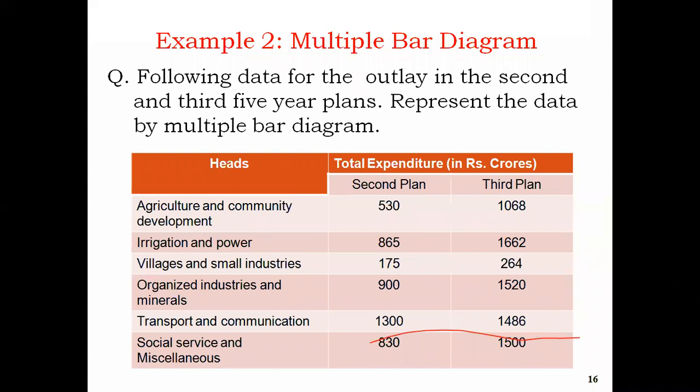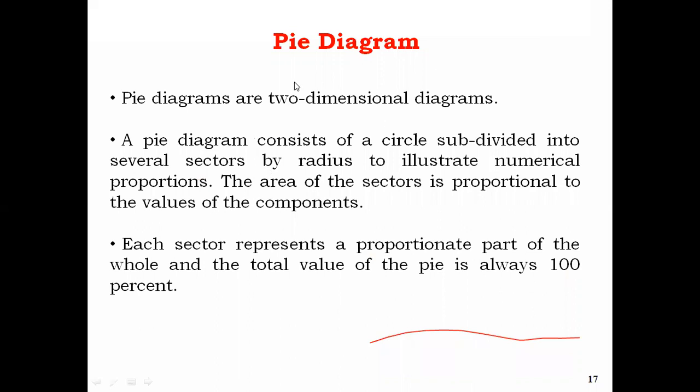Then next we are coming to the pie diagram. We all know this is a circle. These pie diagrams are 2-dimensional diagrams, and a pie diagram consists of a circle subdivided into several sectors or segments, we can say, by radius to illustrate numerical proportions. The area of the sectors is proportional to the values of the components. Each sector represents a proportionate part of the whole, and the total value of the pie is always 100%. Okay, the total value of the pie is always 100%.